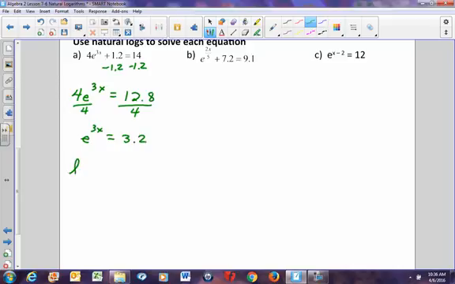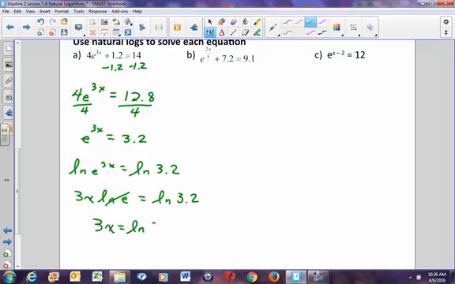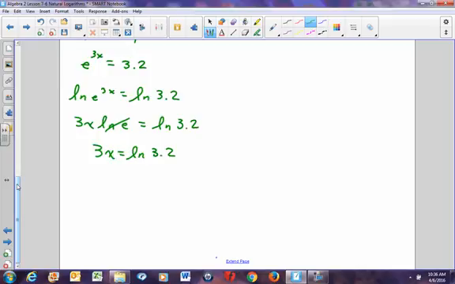If I take the natural log of e to the 3x equals the natural log of 3.2, I'm going to have 3x natural log of e equals natural log of 3.2. Basically these cancel themselves out, so 3x equals natural log of 3.2. Divide by 3. x will equal the natural log of 3.2 over 3. And the approximation of that is x is approximately equal to 0.3877.